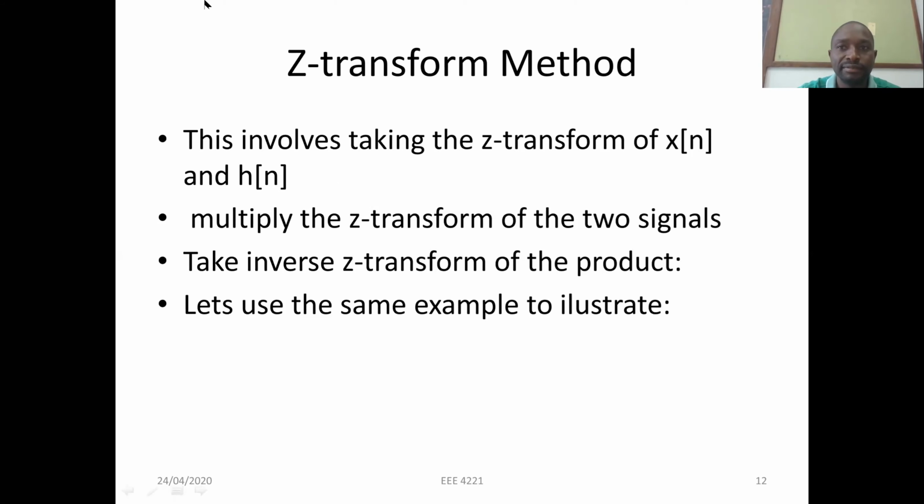And basically, it involves the following steps. Number 1, take the Z transform of X of n and H of n. Number 2, multiply the Z transform of the 2 signals. And number 3, take the inverse Z transform of the product. And then once you do that, you will have the output Y of n. So let us use the same example now to illustrate how we can apply Z transform in convolving 2 signals.